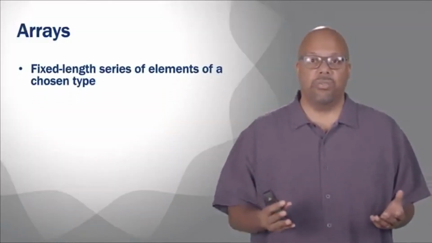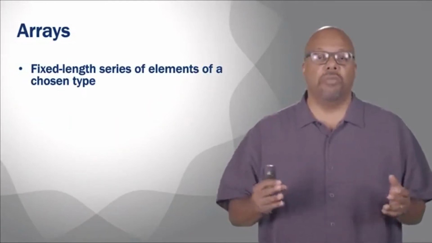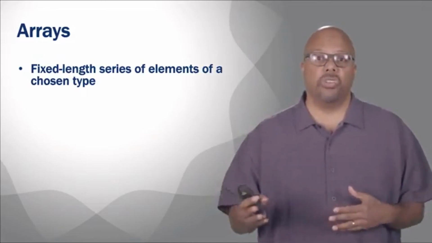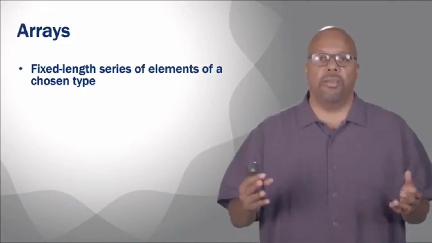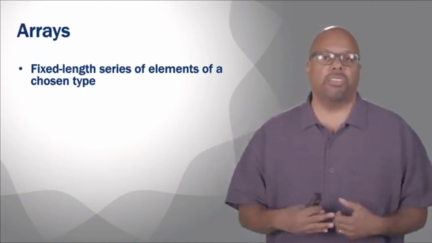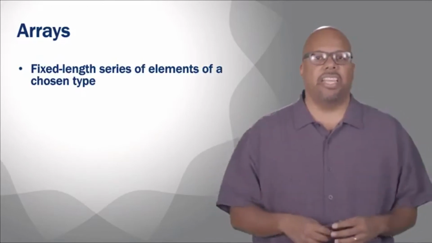An array in general is a fixed-length series of elements of a chosen type. You can make an array of bytes, an array of integers, an array of floats, and so on. But it's fixed length. That's a key thing about arrays. It is known at compile time how big they're going to be, so the compiler can tell how much space in memory it needs to allocate for these.